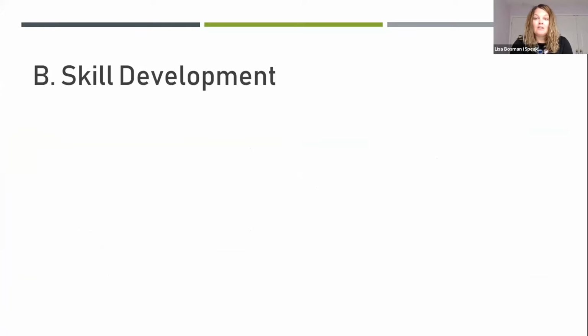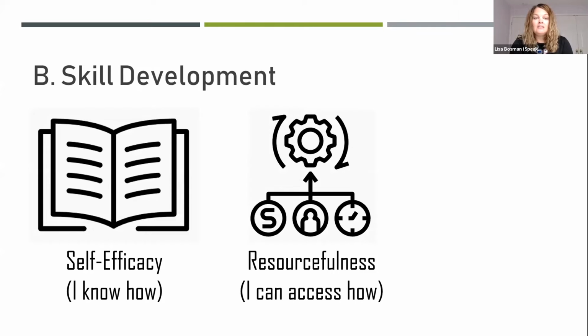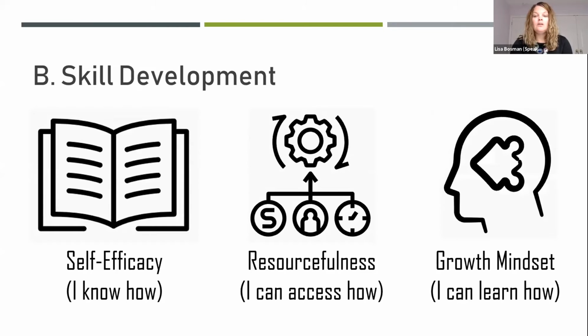Moving on to skill development. When it comes to skill development, there's 3 core areas I like to look at to integrate into the classroom. One is self-efficacy, so increasing skill development with respect to what students know how to do. The second area I like to increase skill development is in resourcefulness. So even if the students don't know how to do it, at least they can learn that they have access to it or understand that there are resources available where they can learn how. And then the third one is the growth mindset, the I can learn how.